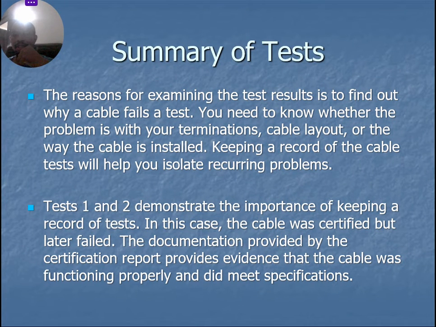Like I said, this section is a very short one. It's like the crown. We are crowning what we've learned in the whole of the chapter. So in summary, why do we have to examine the test result? The reason why we do this is to find out why a cable fails a test, whether it's an installation problem or the manufacturer's problem. You need to know whether the problem is with the terminations, or with the layout of the cable, or whether the cable is not installed properly.